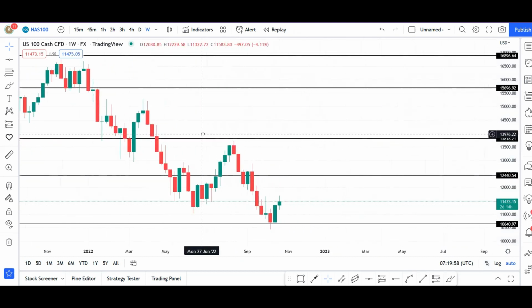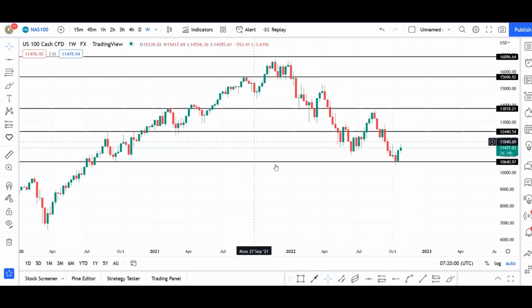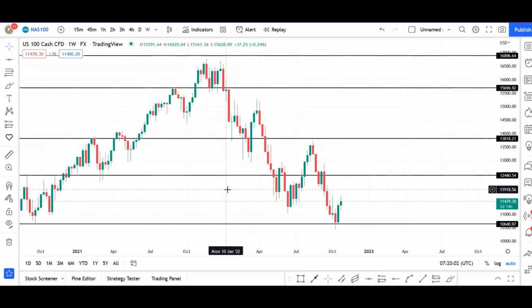So it's very important for us to always establish those things when we're trading any pair, especially NAS 100. Clean, simple charts are always king.